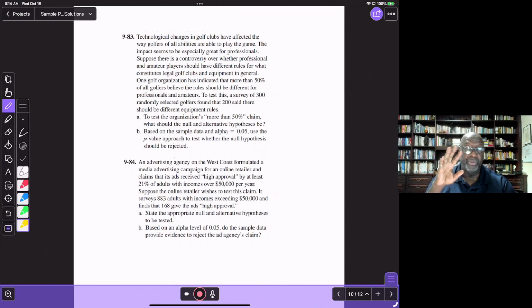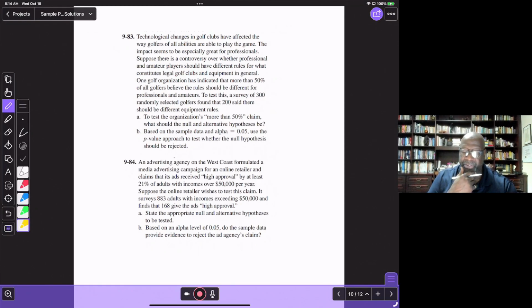So 300 were surveyed, and 200 of them. So that's actually two-thirds of them. You can see that looks pretty strong relative to the 50% that is claimed. We said more than 50%, and in the sample, we get 66%, almost 67%. So you want to pretty much believe that we were rejecting our hypothesis, but before we can do that, we need to go through the process, right?